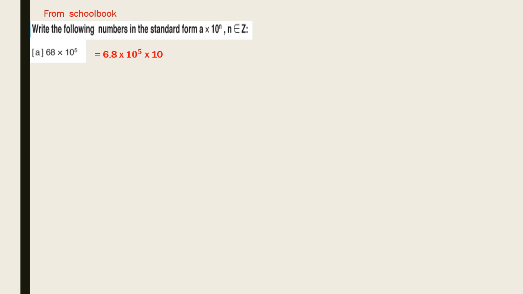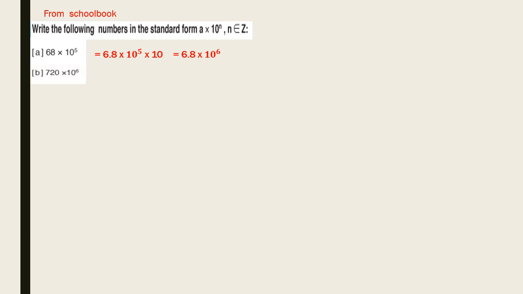When we move a decimal point from a whole number into 6.8, we moved only one step to the left, so we will multiply by 10. Now we have 10 power 5 times 10. In multiplying equal bases, you add the powers. So it will be 6.8 times 10 power 6. And this number is in the standard form.